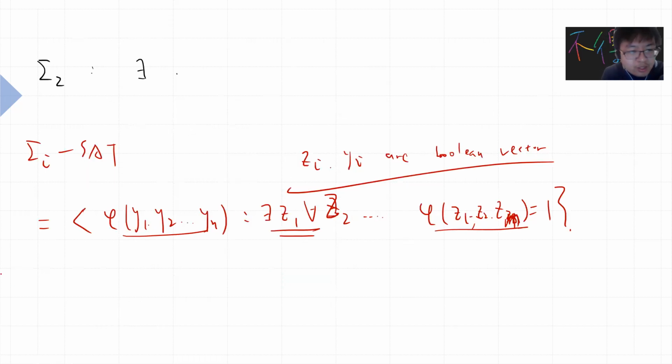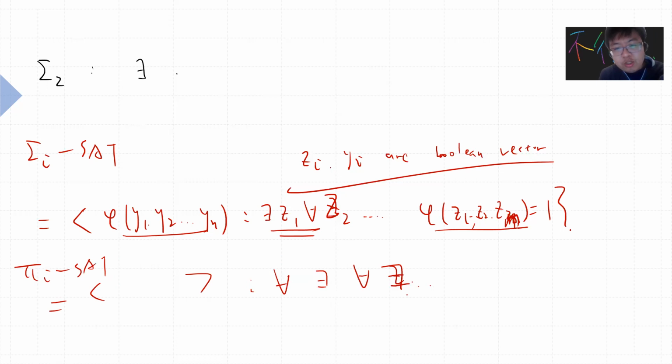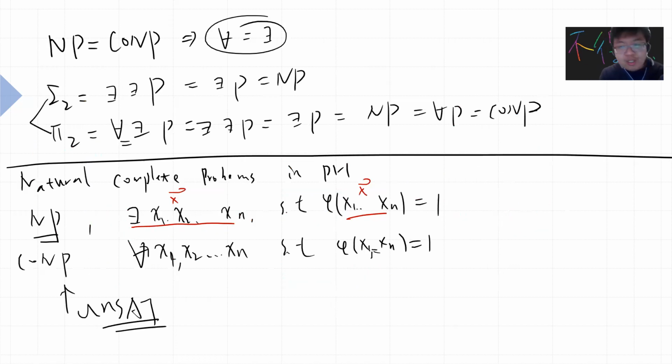Then you can also define the pi i SAT, starting from the same thing but alternating the quantifiers, exactly the same as the sigma i SAT, just replacing exists with for-all and vice versa. It's a very interesting class: someone does a very simple generalization, but you get a whole class, which is very crazy.